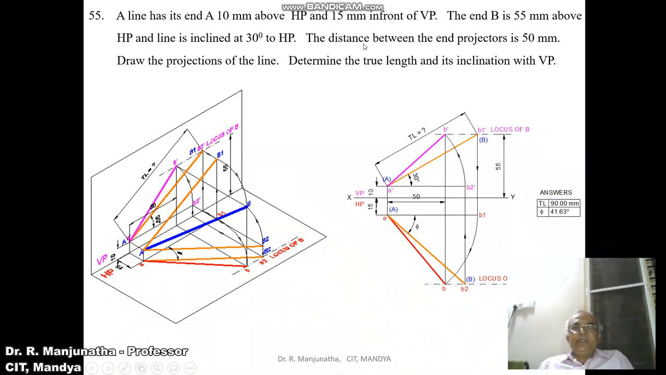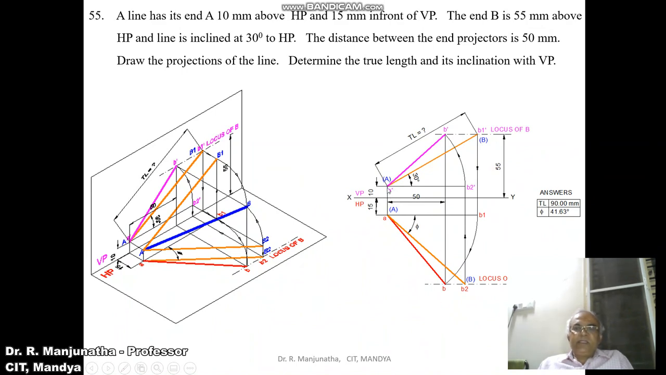Now as we know that the distance between the end projectors is 50 mm, we have one end projector, which is A, and from here you measure the distance of 50 mm and draw a vertical projector so that it will go both in the front view as well as in the top view. So it will cut the locus of B in the front view because we have the locus here. But in the top view, we don't have a locus, so it will extend directly below the XY line.